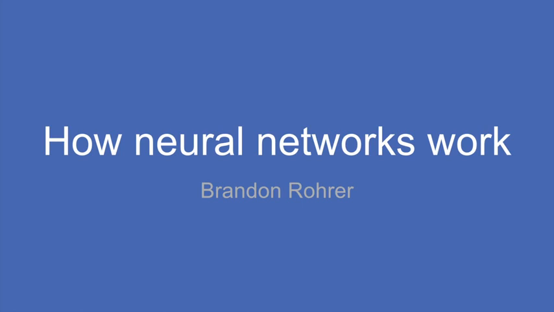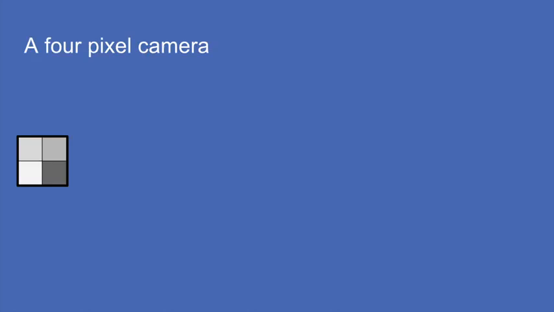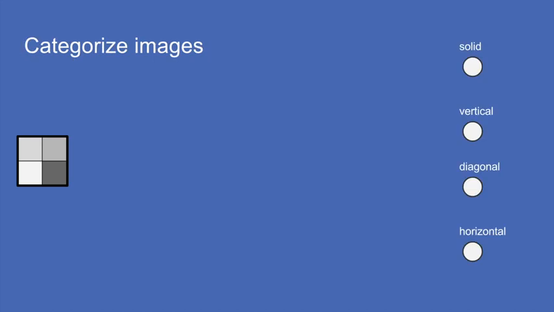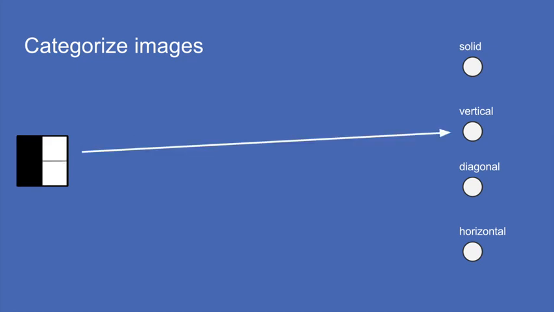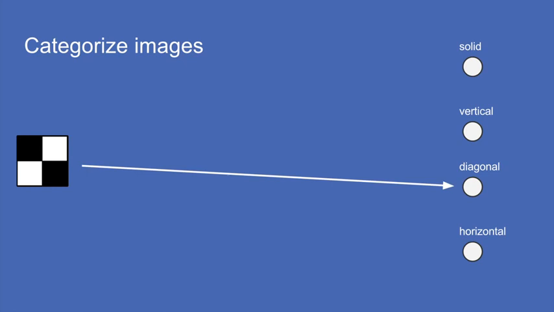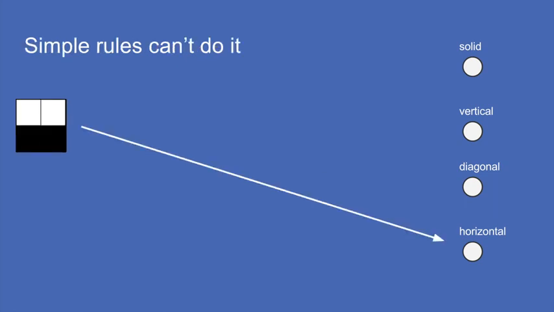Neural networks are good for learning lots of different types of patterns. To give an example of how this would work, imagine you had a 4-pixel camera. So not 4 megapixels, but just 4 pixels. And it was only black and white. And you wanted to go around and take pictures of things and determine automatically then whether these pictures were of a solid all white or all dark image, a vertical line, or a diagonal line, or a horizontal line.